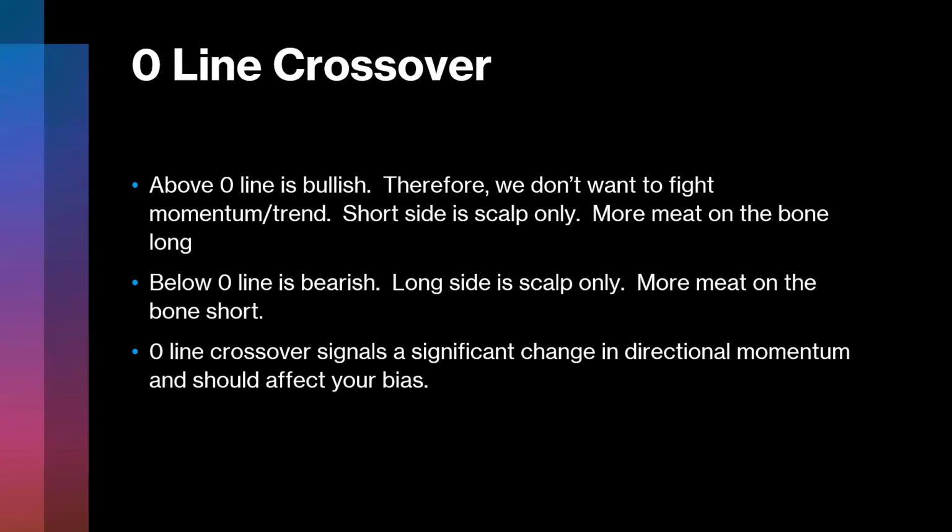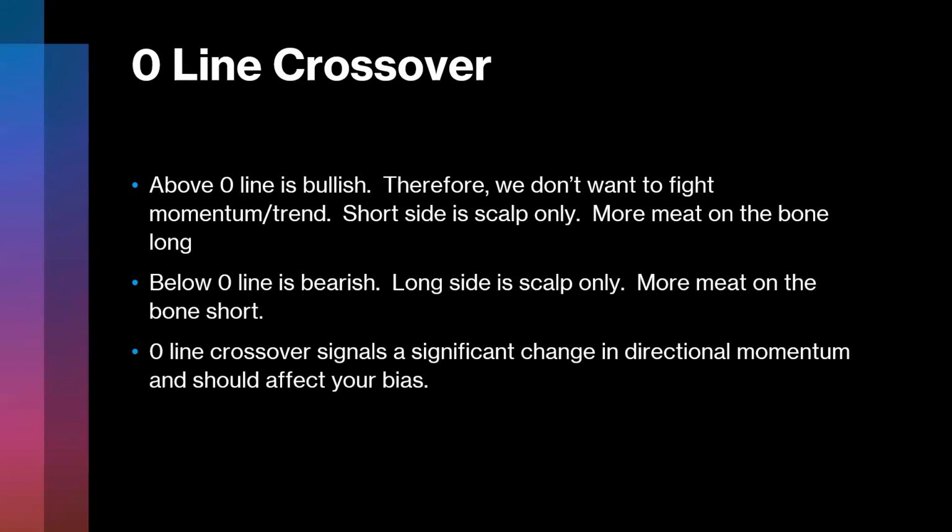When we're above the zero line, we don't want to fight momentum and trend. Anytime we're taking a short side trade when we have bullish momentum, as in above the zero line, short side is usually scalp only. There's way more meat on the bone on the long side. When you're below the zero line, bearish, long side is scalp only. I don't care if the MACD crosses over or not. If you're below that line, long side is usually scalp only. There's way more meat on the bone short.